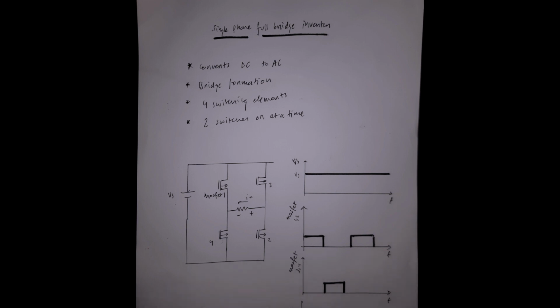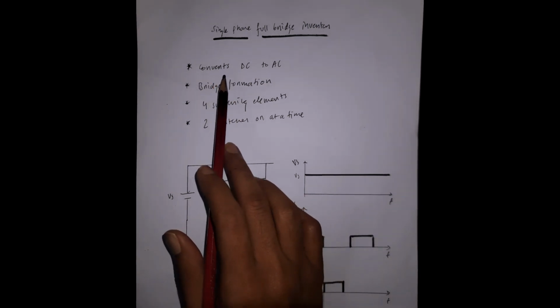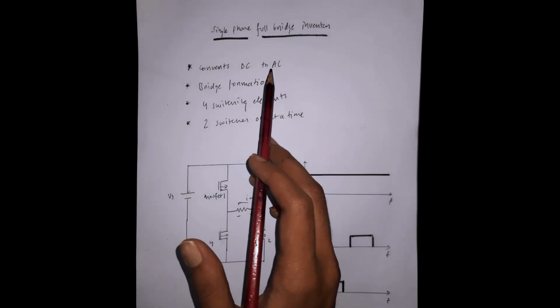Today we are going to discuss single phase full bridge inverter, how it works, its circuit, waveform, as well as the simulation on MATLAB Simulink. So let's start the video without further ado. Single phase full bridge inverter is a circuit that converts DC power into AC power.